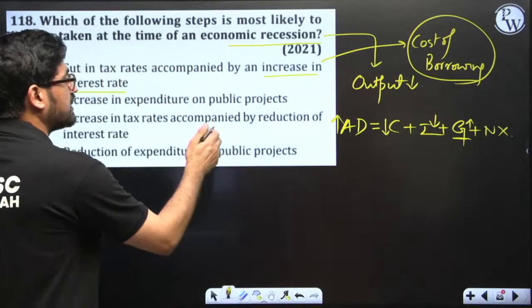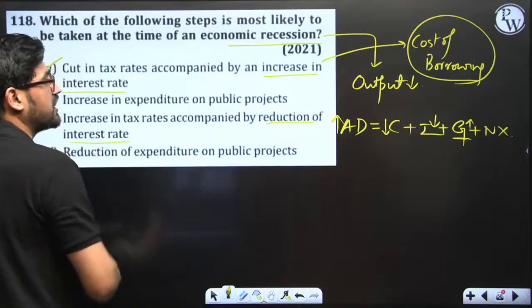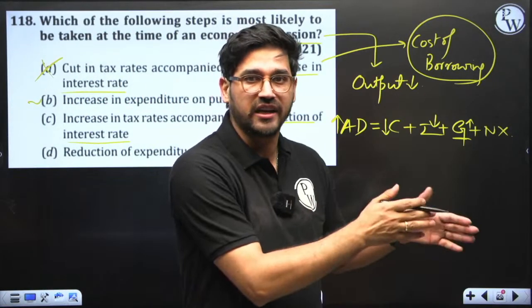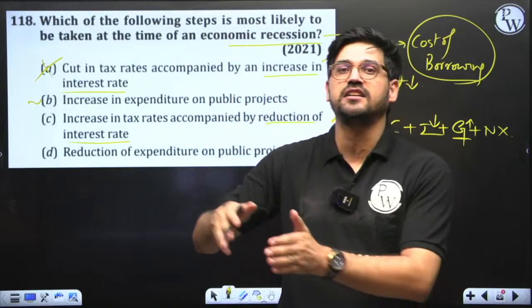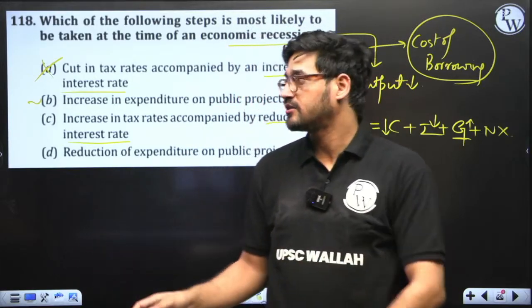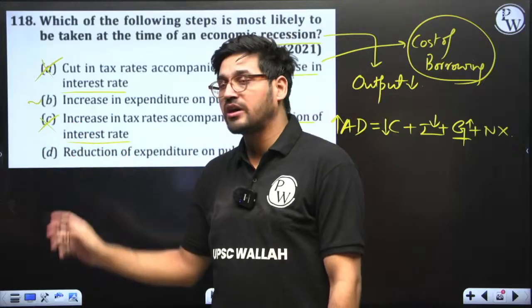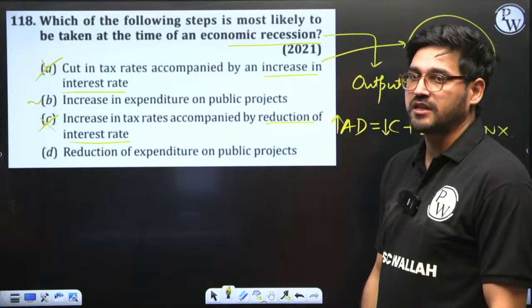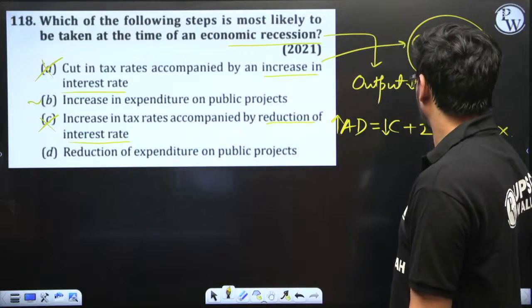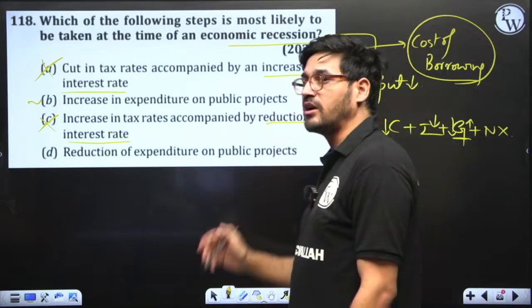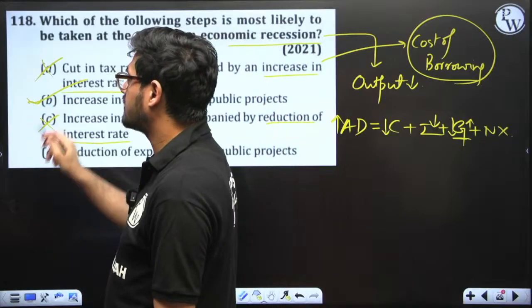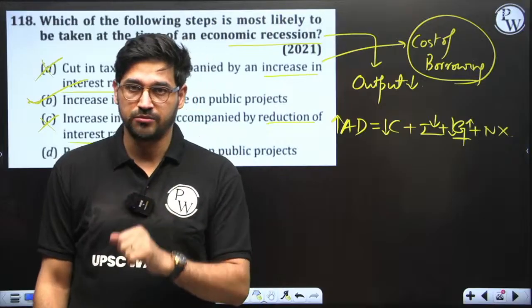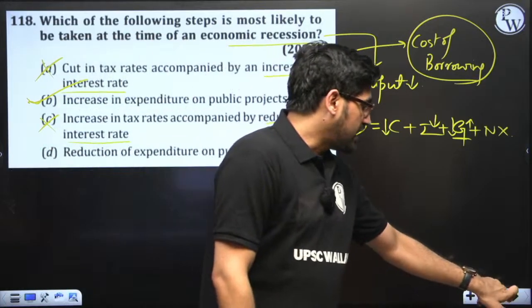Although the government may accompany this with a reduction in interest rate, once again you are giving one incentive on one hand, but you are creating another disincentive on the other hand. So that means C is also not likely an option. D says reduction of expenditure on public projects. That means you are trying to reduce G. If you try to reduce G, the aggregate demand should decline. That means the obvious answer to this question is option B. Very simple to understand. Let's move to the next question.